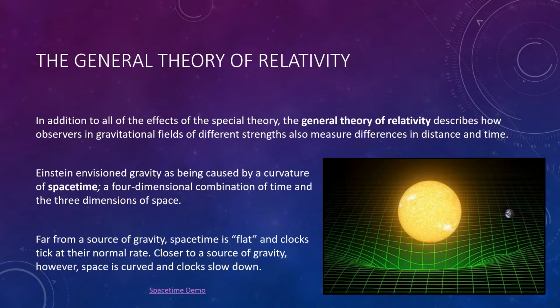Far from a source of gravity, like a planet or a star, space-time is flat, as you can kind of see in the distance of the image on the right. And clocks tick at their normal rates. However, closer to a source of gravity, space is curved and clocks slow down. So take a look at the image on the right and we'll try to make a comparison.